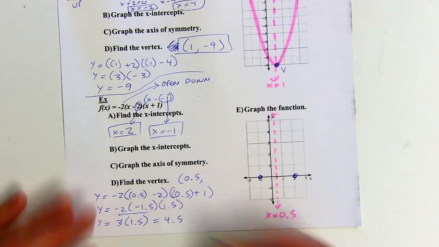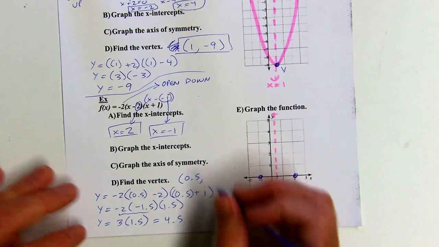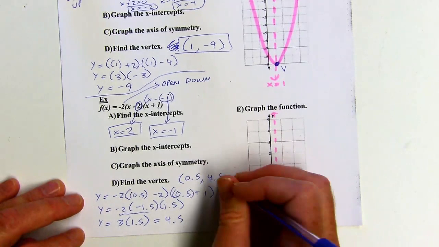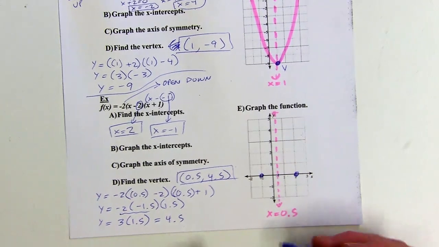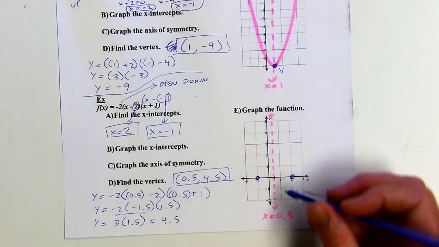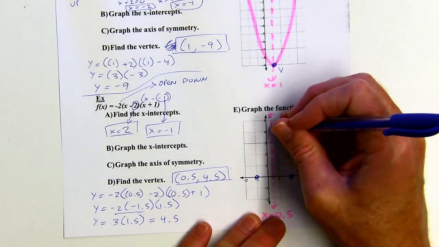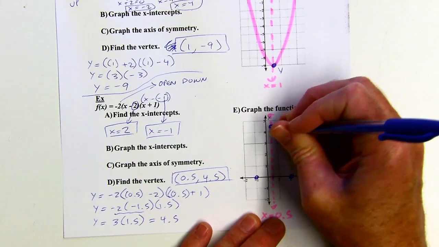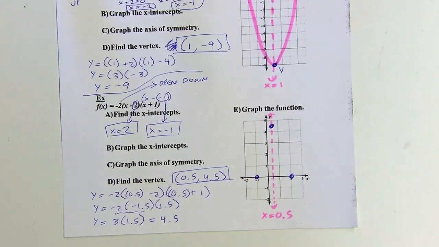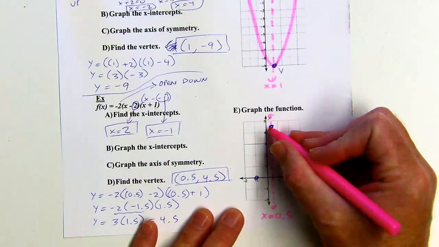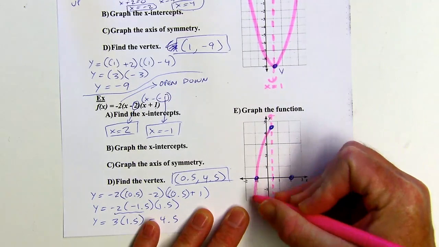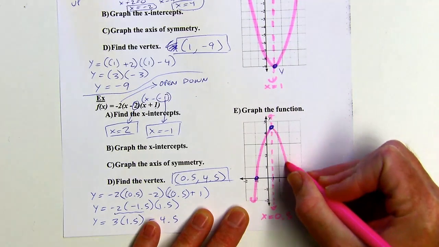I'll just go that way since I ran out of space. Okay, so that's my y-coordinate then. So 4.5 is the y-coordinate. So now let's go ahead and plot that point. 0.5 and 4.5 up would put me right here. And then I just draw the parabola, and you can see it's going to open downward just like we predicted at the beginning. Something like that.